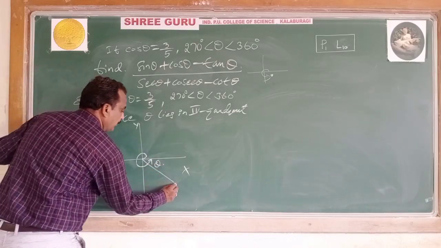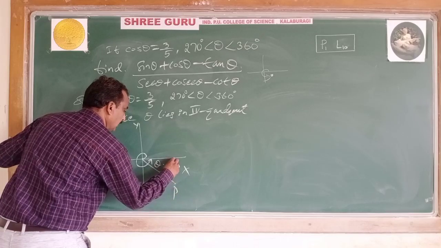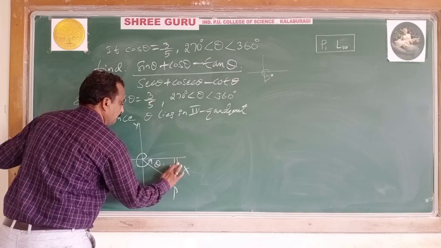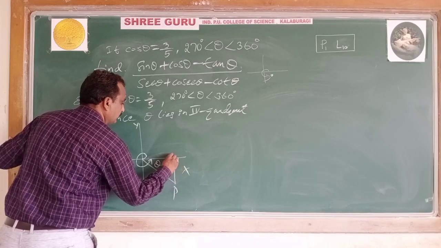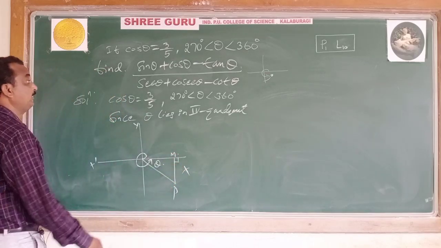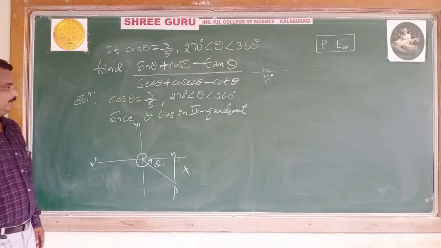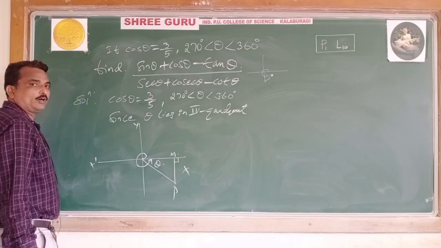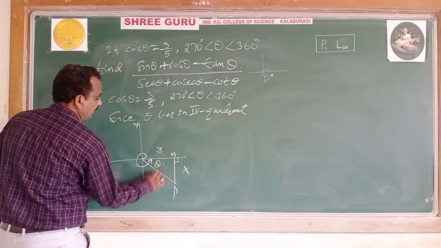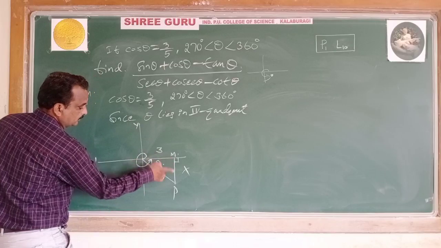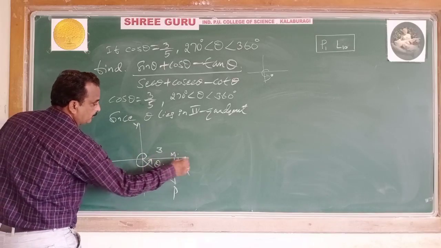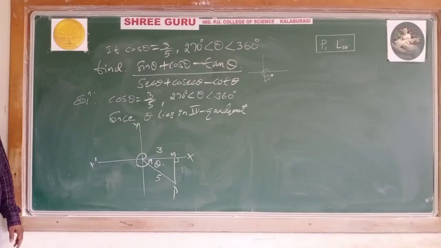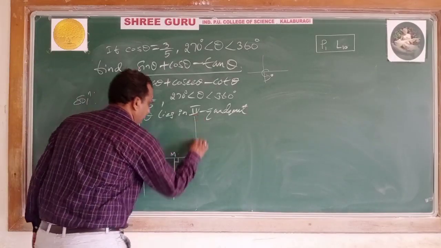Draw PM perpendicular on the x-axis. Let us place the given values according to the definitions. What is cos? Adjacent side by hypotenuse. This is positive, since it is along the positive x-axis. What you should calculate is PM.